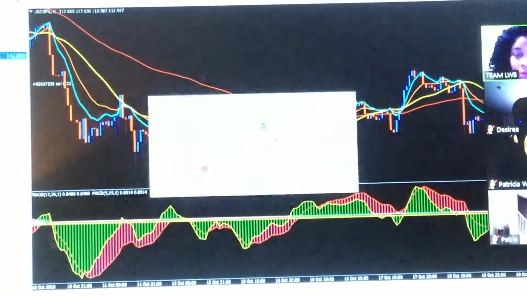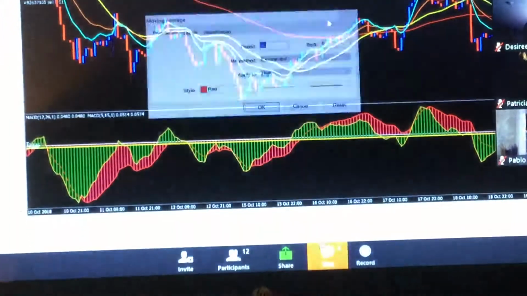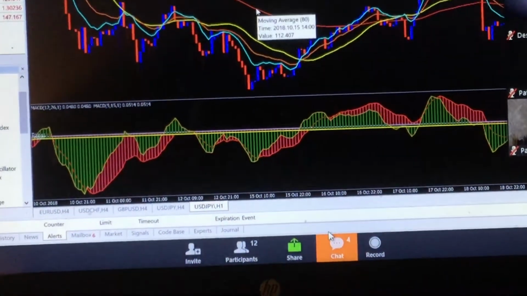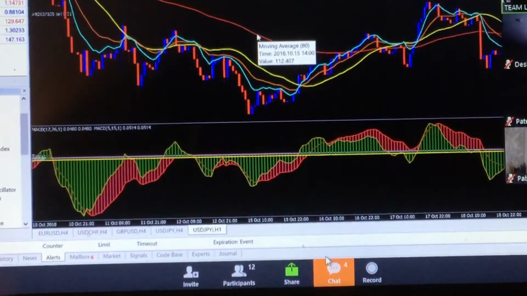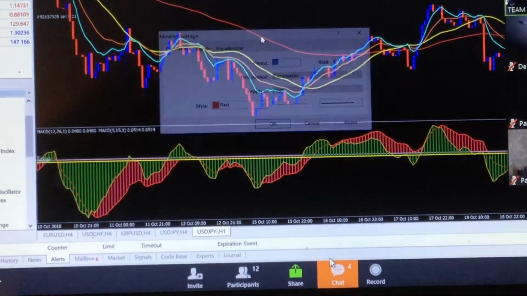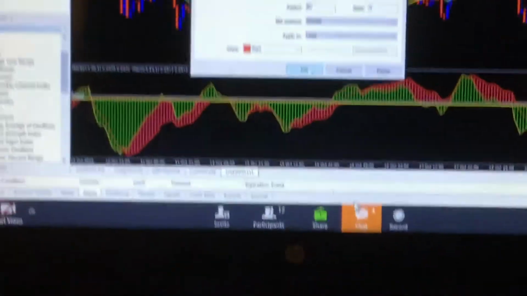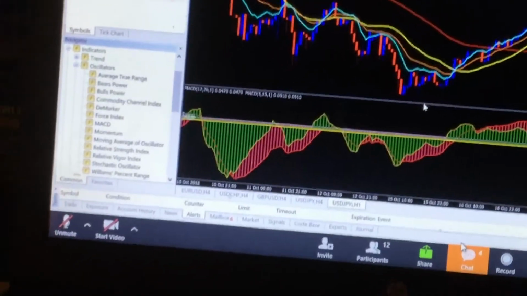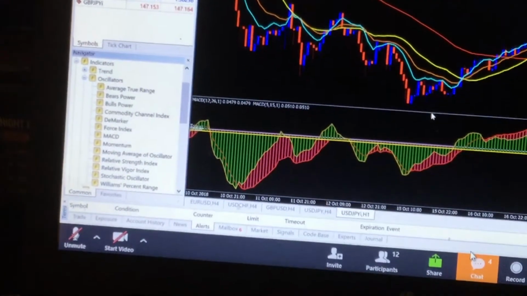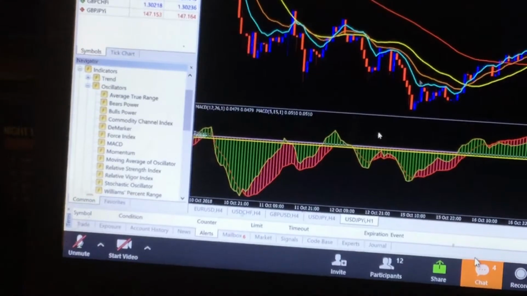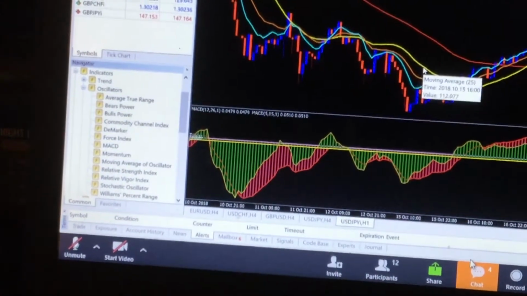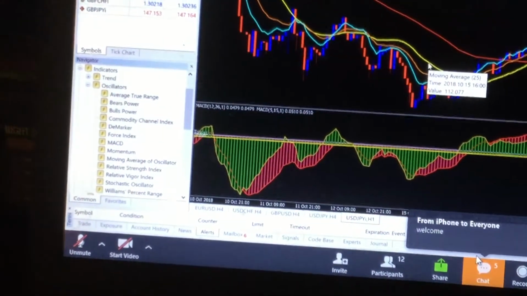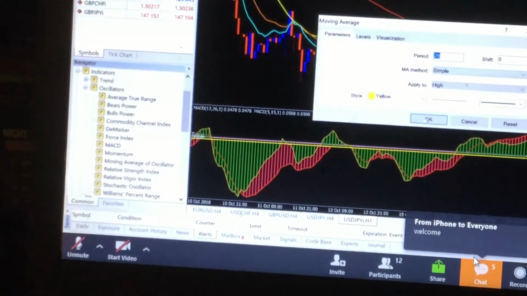Simple. All you do is go over here to the moving average, hover over it. It should say moving average. Left, double click on it, and then you can change this to simple. Click OK. Thank you for helping me with that. I appreciate you. And the 25 should be simple as well. Yeah, it's simple. So we're good.